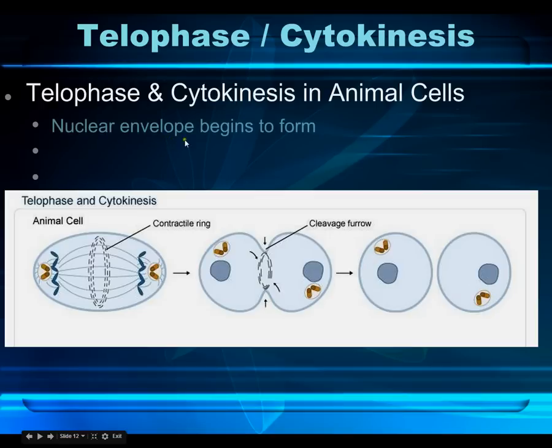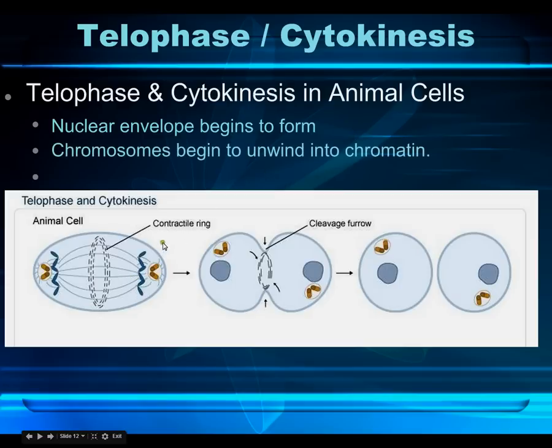In telophase, the nuclear envelope begins to reform. So the chromosomes are now on opposite sides of the cell, and the nuclear membrane starts to kind of pull itself back together. The chromosomes start to unwind into chromatin, and the cleavage furrow, this contractile ring, appears, and it starts to tighten. This continues to contract until it separates the two cells.